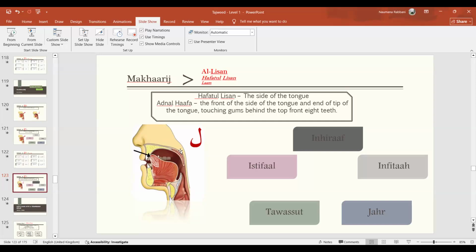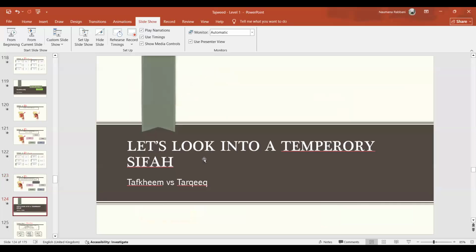Sound is drifting from the sides, and that's why it's called inhiraf. And because of inhiraf, the sound is drifting. It gives the sound the quality of tawassut, running in a moderate timing. Now, the back of the tongue is not raised, and hence it's also an infitah letter.